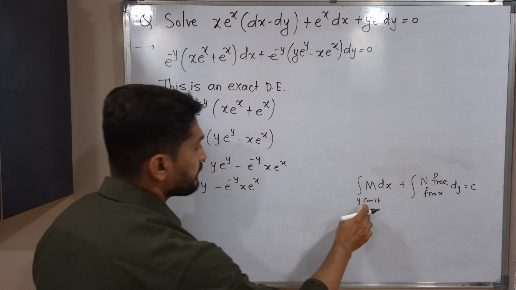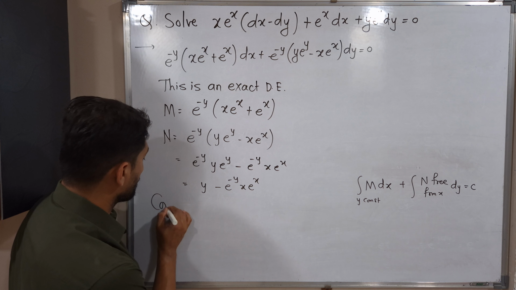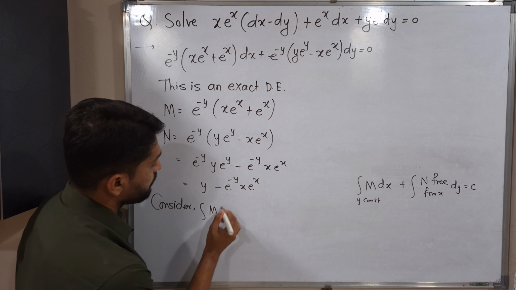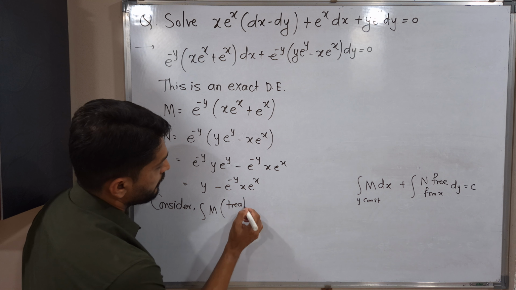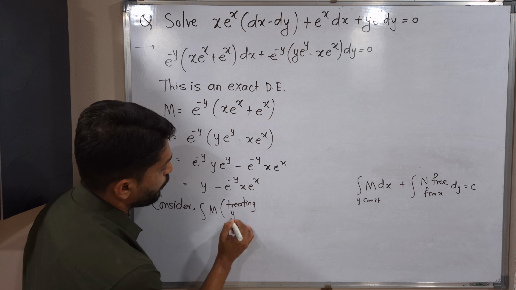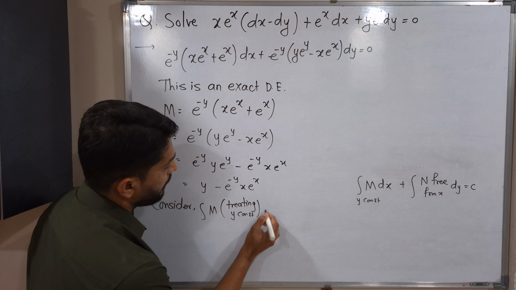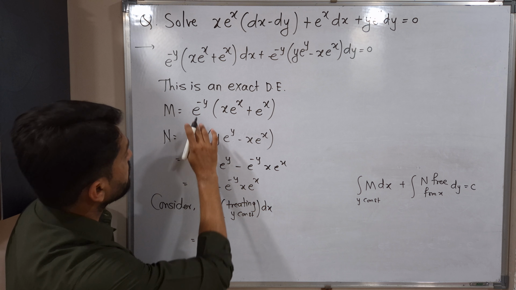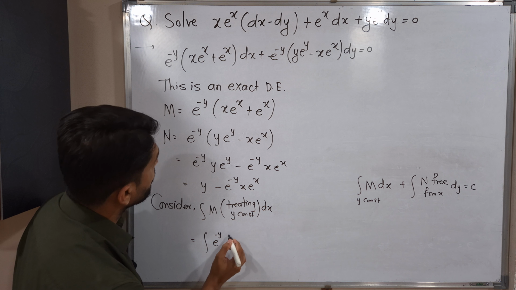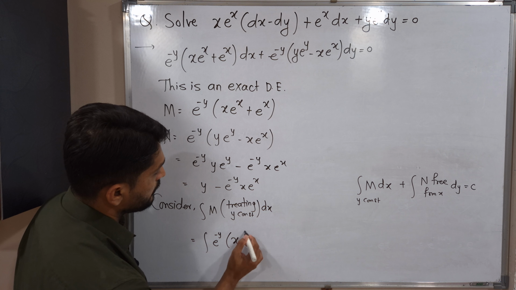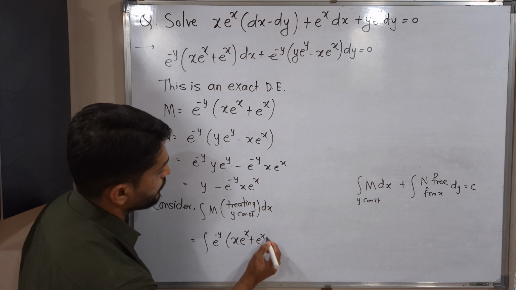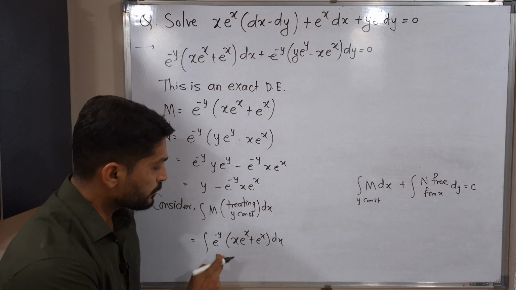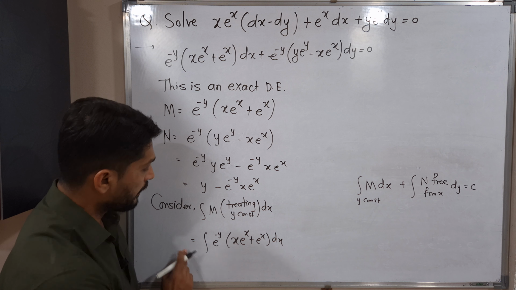So let us think about the first integral. Consider the integration of m, treating y constant, with respect to x. What is my m? e raised to minus y, x e raised to x plus e raised to x dx. So y is constant, so e raised to minus y is also constant. You can take it outside.